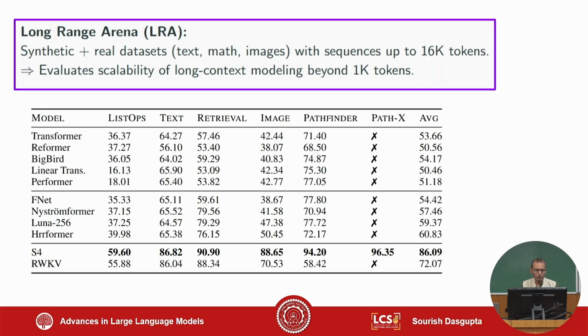So, in the Long Range Arena test, we see that Rakov actually does pretty comparable on, let's say, ListOps and Text and Retrieval and so on. Even on Image, the last row, you have to look at the last row, as compared to a lot of these other very latest transformer-based models which are able to capture long ranges.